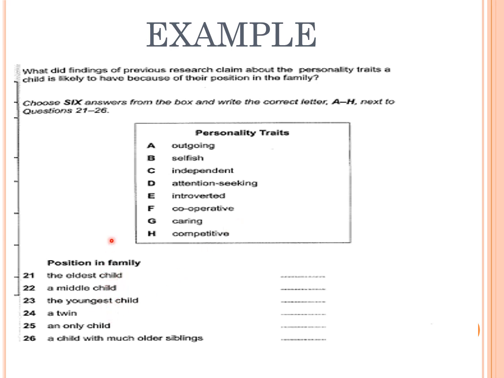So these are the questions, and you have to select the options from this box, and these are the personality traits. You're going to choose for the eldest child, the middle child, the youngest child, and so on. And these are the personality traits. The options are more, and you have to select only six among them.